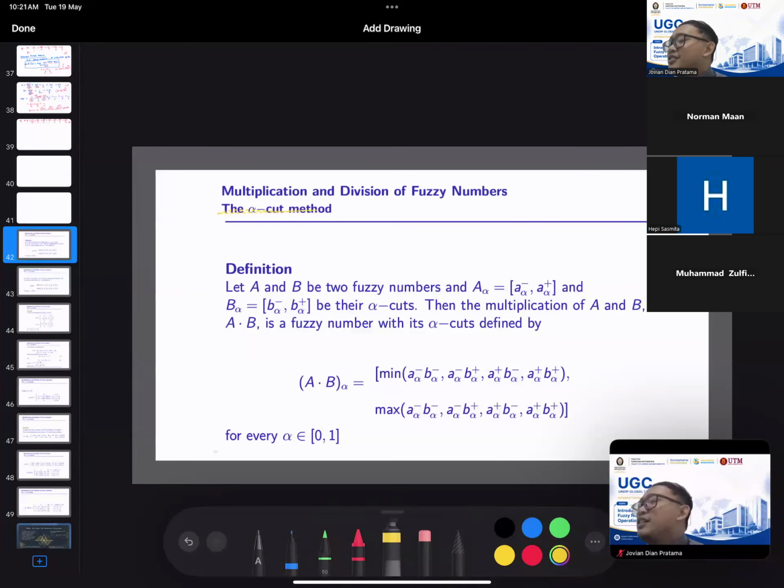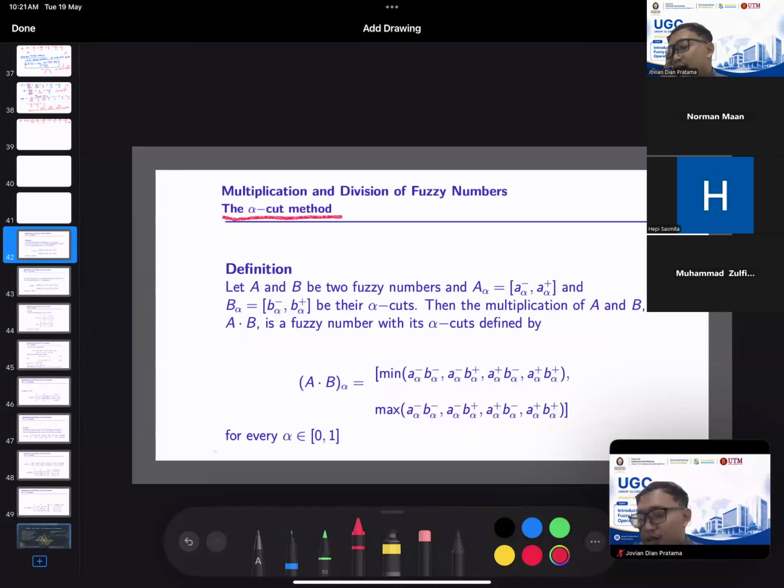We use alpha cut method here, okay? This one we use this. There is no highlighter. Okay, never mind. So now we have this one, alpha cut method.